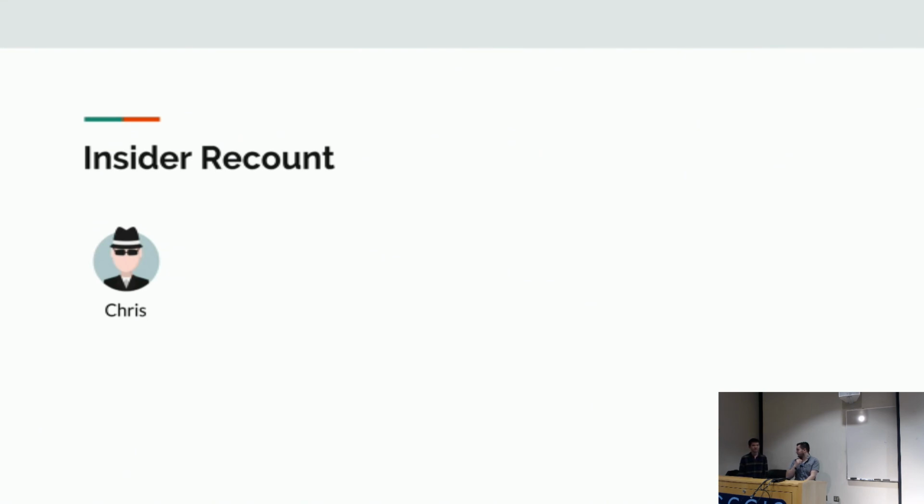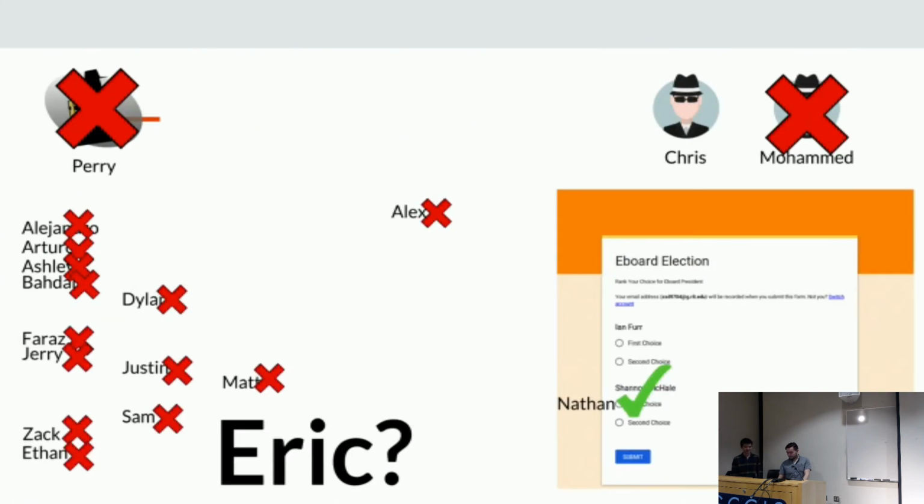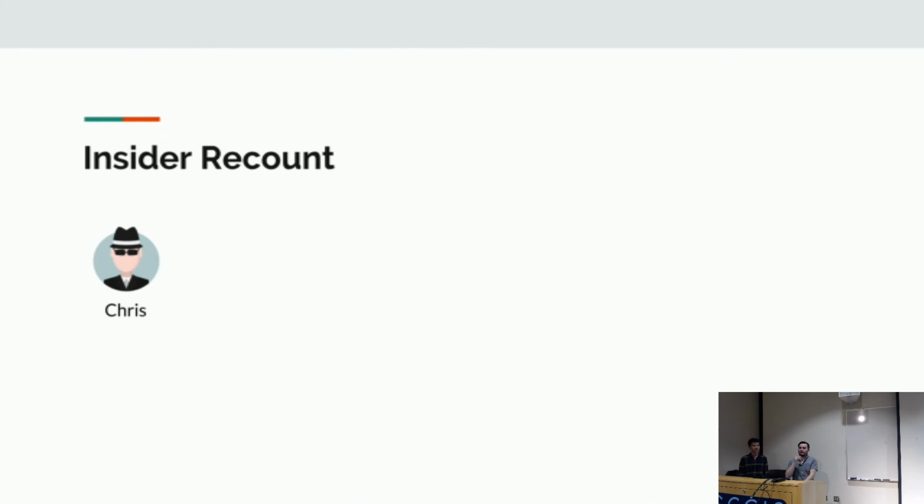Alex was the other one, right? Then, okay. Not Eric, but the other guy. I wasn't Nathan. Okay, Nathan.